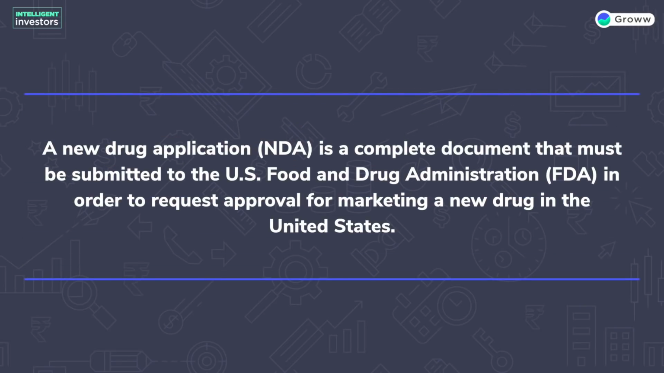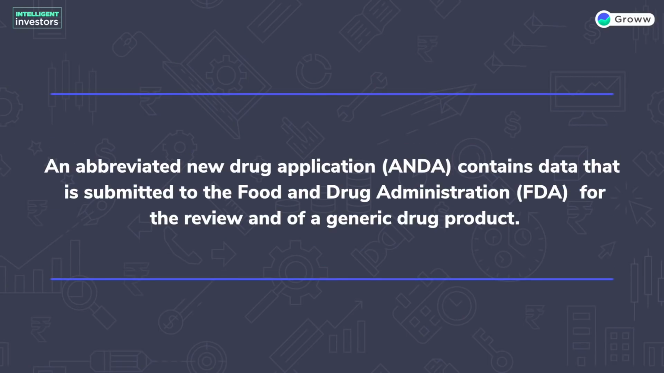So 4 stages of clinical trials have to be done. Once that is done, and once the FDA gives approval, only then can the drug manufacturer start marketing his drug, wherever he's placed. Now, in a similar fashion, if you look at what ANDA is, which is abbreviated new drug application, this works for generic drugs.